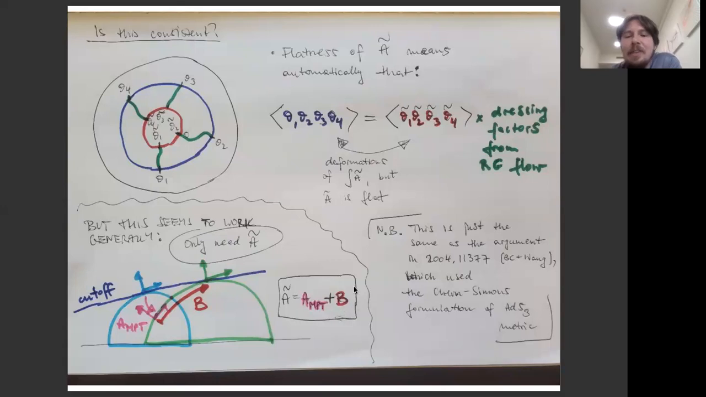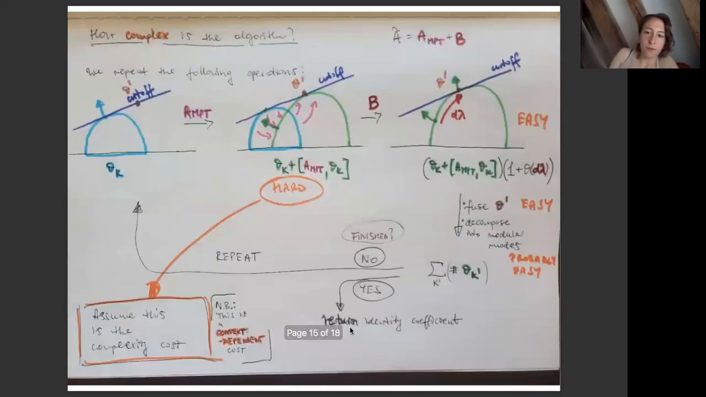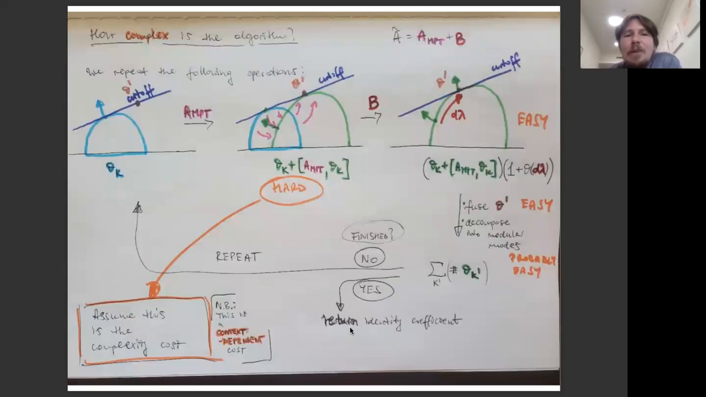Whereas in non-holographic theories, the B is not even well defined, was Jan's point, and I agree with it. Okay, thank you. So the title was "How Complex is the Algorithm?" And I want to make a point about complexity. That's really the point of doing this exercise.